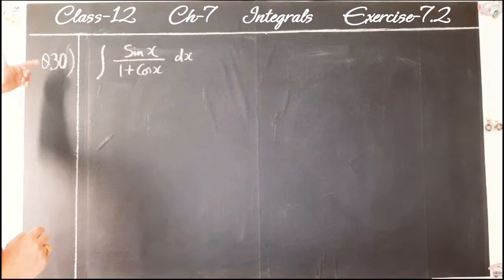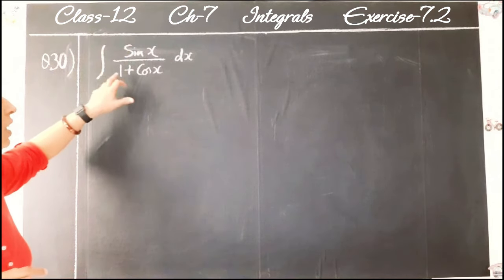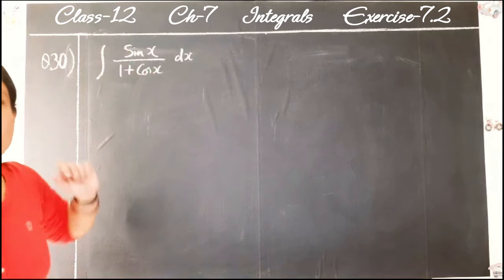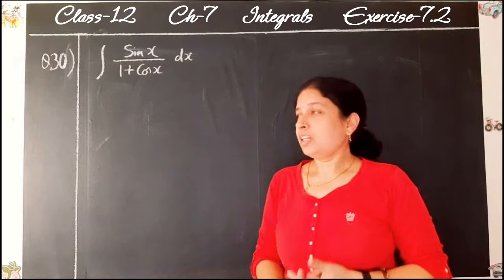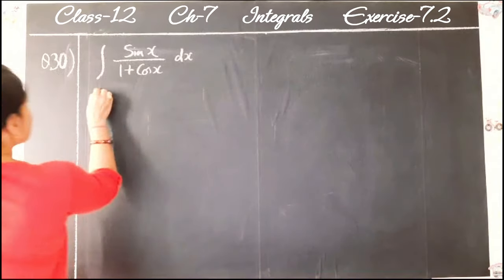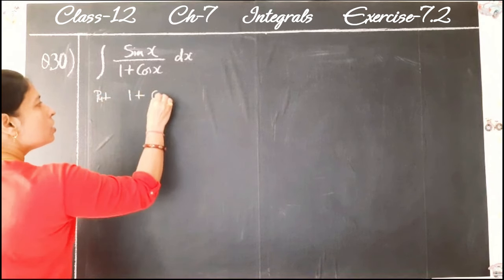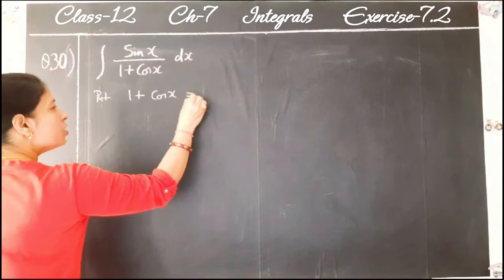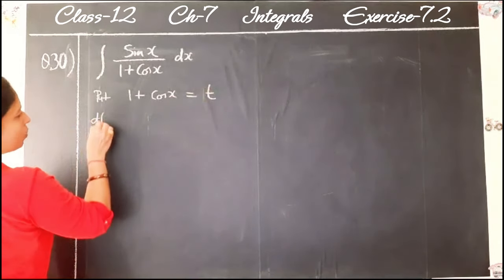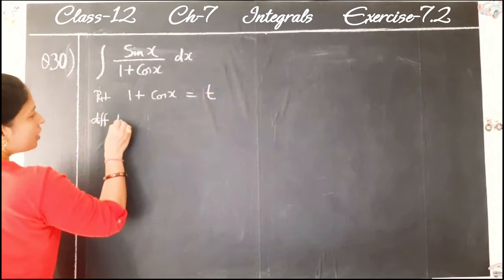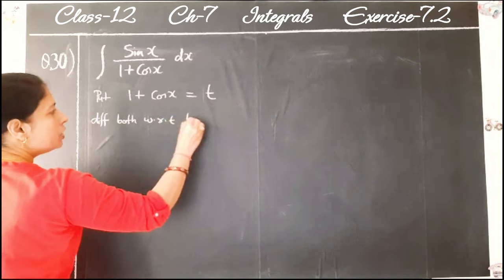So the next one is question number 30. It is the integral of sin x divided by 1 plus cos x. We know that the derivative of cos x is minus sin x. So first we put here 1 plus cos x is equal to t. Then differentiate both sides with respect to t.